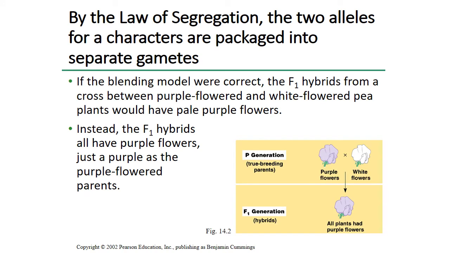So the law of segregation states that the 2 alleles for a character are packaged into separate gametes. And if the blending model was correct, we would get light purple flowers from the purple flowers and the white flowers. Or if the blending model was right, when we bred a tall plant with a short plant, we should get a medium-sized plant. But that's not what happened. Instead, we got all tall plants because tall showed up more often than short. Or purple flowers showed up more often than white flowers.